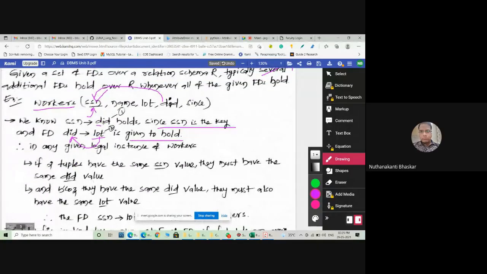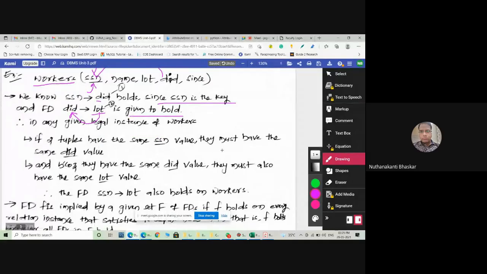Now, very simple: SSN determines DID, DID determines LOT. So, based on this, you know the simple mathematical relation. Your location is depending on DID, DID is depending on SSN. So directly we can write LOT is depending on SSN, that is, SSN determines LOT. Correct? Yes or no?